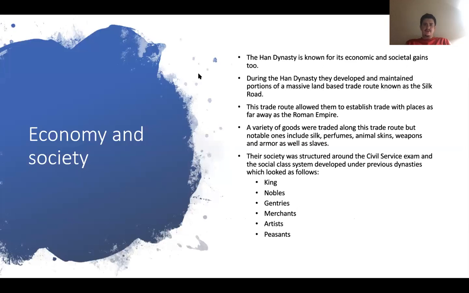Now, this is the one they're really known for. As part of their expansion out west, they developed portions of what would become known as the Silk Road. Some of you may have heard this before. For some of you, this is new. What the Silk Road is, it's not just one road. It's a series of roads that connected China essentially with places further west, meaning Europe and the Roman Empire largely.